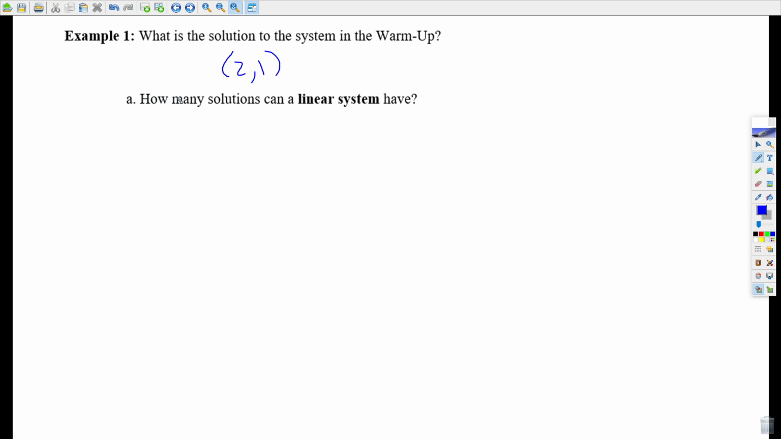And then part A, to follow up on this, how many solutions can a linear system have? So how many times can two lines intersect? That's the question. So hopefully you can figure that out. If you only have two lines, you only have a couple possibilities. The most you can intersect would technically be 1. But we're not going to answer this. We're going to move on and talk about what kind of possibilities can you have.